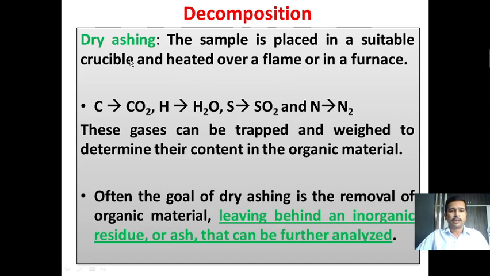Right? So this dry ashing not only converts these materials to undergo oxidation, such as carbon to carbon dioxide, hydrogen to water, sulfur to sulfur dioxide and nitrogen to dinitrogen. If we are interested to collect these gases, they can be trapped and we can weigh and determine their quantities in the organic material. Otherwise, we can leave them to expel. So during dry ashing, we can collect them if we require them. Otherwise, we can expel them to the atmosphere.